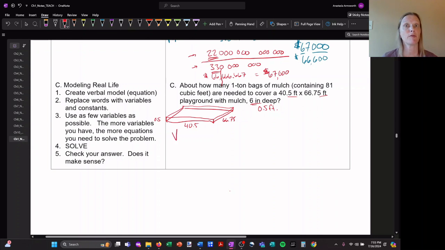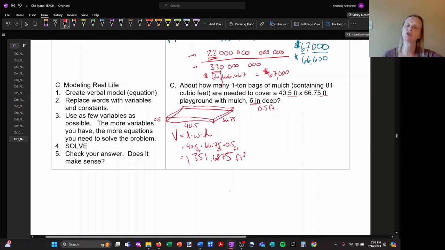Hopefully you remember from the first section of this chapter that volume of our rectangular prism is length times width times height. So this would be 40.5 times 66.75 times 0.5. And if you multiply all those numbers together, you get 1,351.6875. Now, first of all, let's talk about units. This is feet times feet times feet. Therefore, my final answer here is cubic feet.